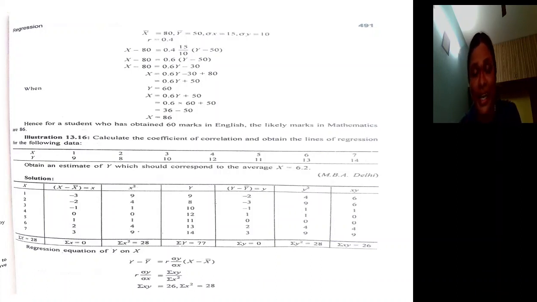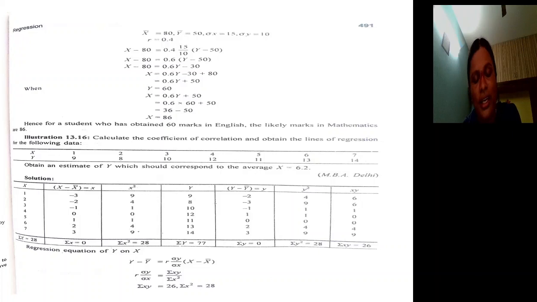Don't write it as xy, because it is highly confusing. You write x minus x bar, then x minus x bar square, then y minus y bar, y minus y bar square, and at last x minus x bar into y minus y bar. So now we have to arrive at y. We have to calculate the equation, what is the value of y.